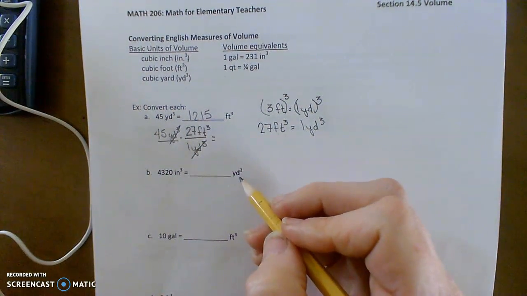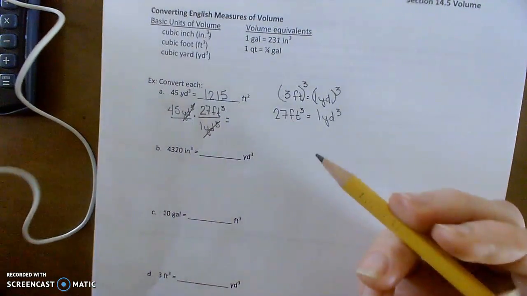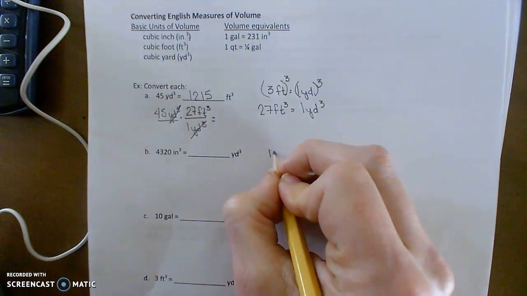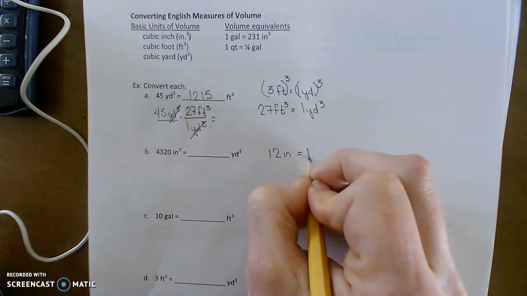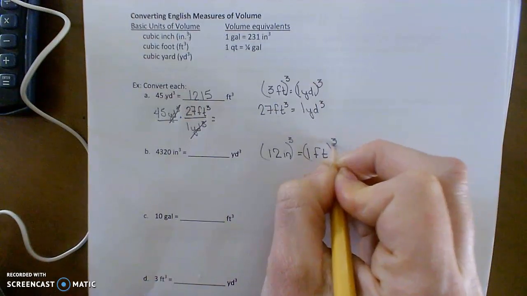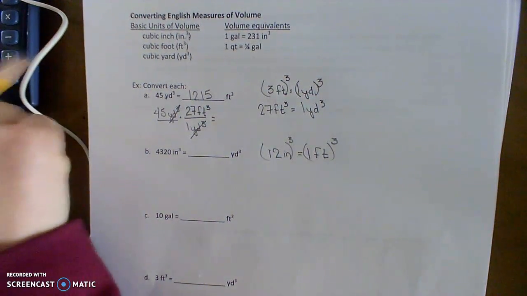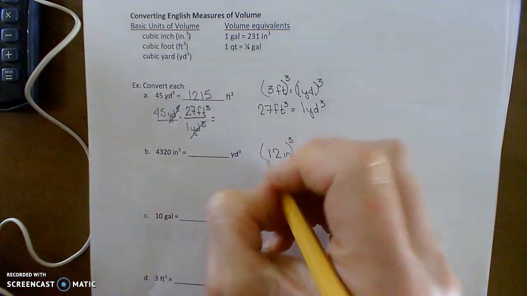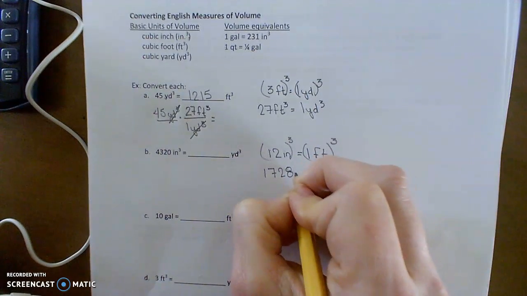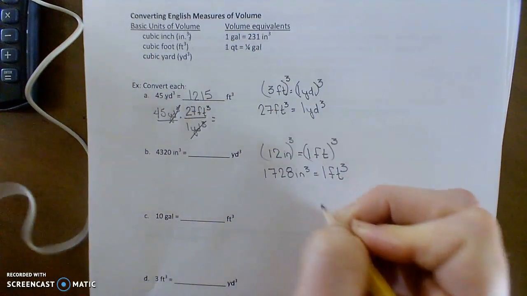All right, now let's do cubic inches all the way to cubic yards. First, I should know how many cubic inches are in 1 cubic foot, and then I can go from cubic feet to cubic yards. So remember that there are 12 inches in every 1 foot. So if I take the cube with 12 inches on a side, that'll be 12 times 12 times 12, or 1,728 cubic inches in every 1 cubic foot.